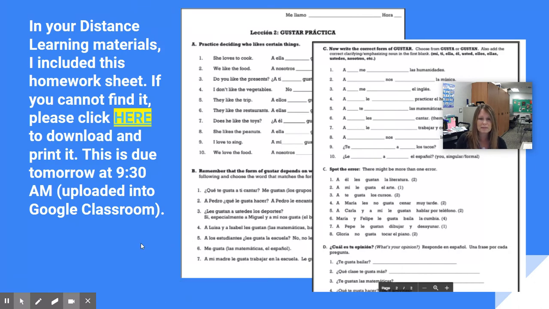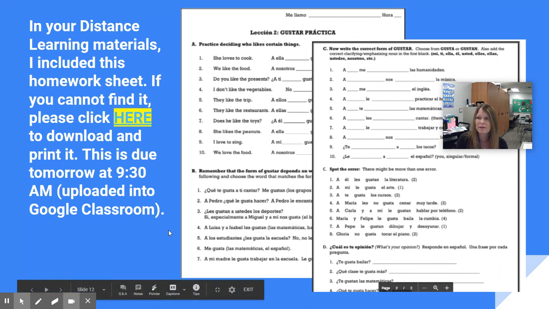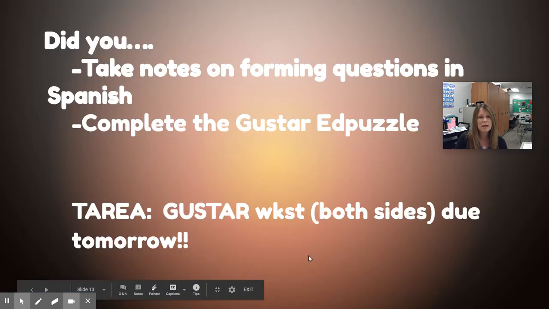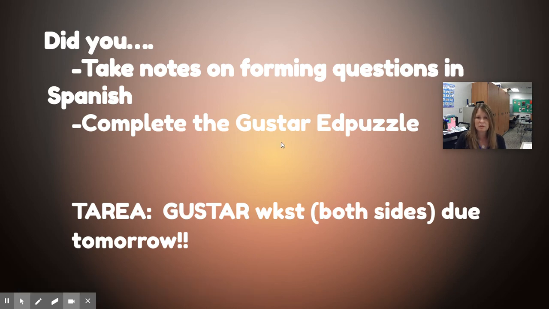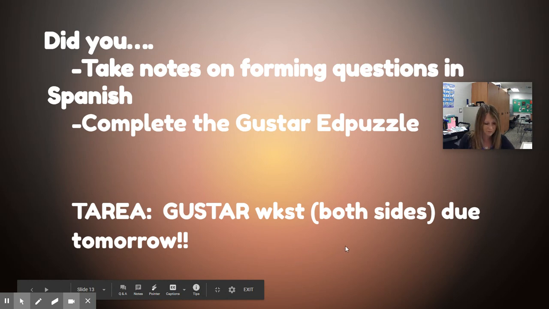We will have a quiz on Gustar next Wednesday. So Wednesday, what is the date? The 11th. There will be a quiz just on the verb gustar, okay? And that's all you have. So just make sure that you took notes on forming questions, complete that Gustar Edpuzzle, and then the Gustar worksheet, both sides due tomorrow by 9:30 in the morning. And that is it for now.